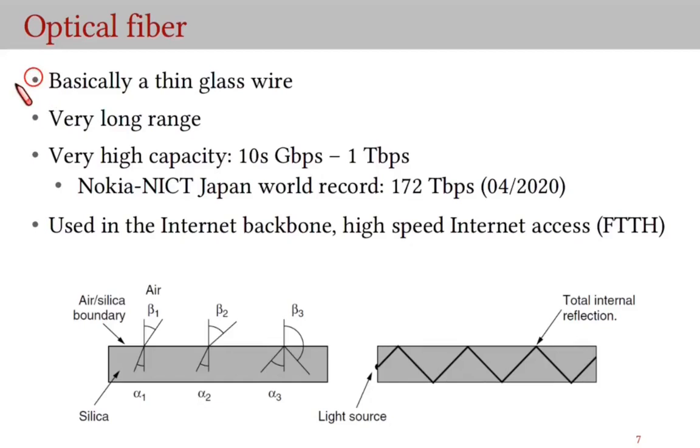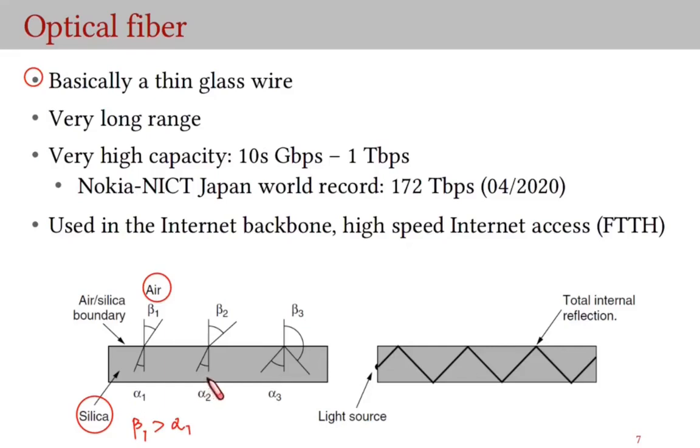This thin glass wire is surrounded by a glass shell, and all of this is enclosed in a protective plastic sleeve. A beam of light, when sent from a higher refractive index material such as silica to a lower refractive index material such as air, tends to bend away from the direction that the beam was sent. And so in this figure, this angle beta 1 is greater than alpha 1.